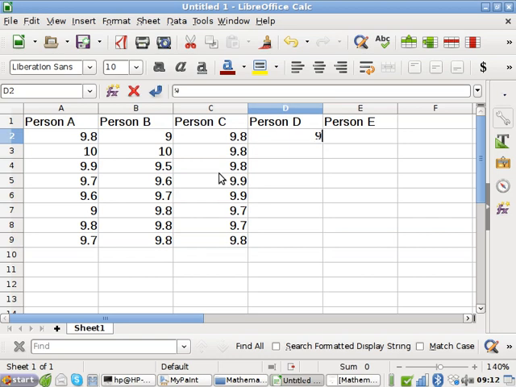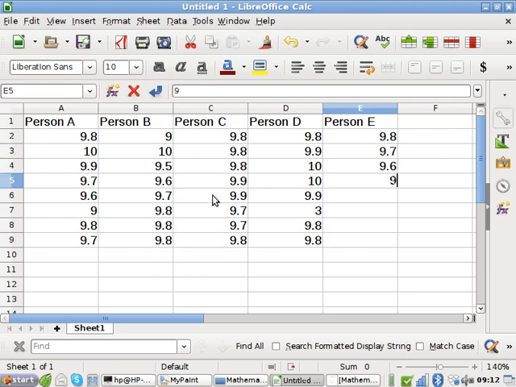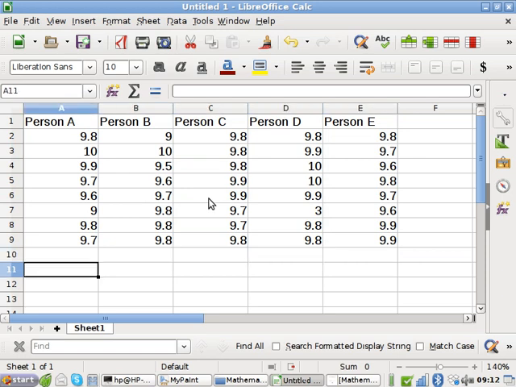Person D, let's say they get 9.8, 9.9, 10, 10, 9.2. Yeah, I got 3 in the experiment. Oh, if I'm 3, this can be you then. 9.8, 9.8. Okay. And then person E, 9.8, 9.7, 9.6, 9.8, 9.7, 9.6, 9.9, 9.9. Okay. So they each do the experiment about 8 times, and they each decide, okay, actually let me just put in an extra column here.